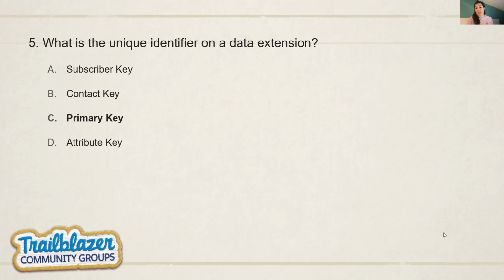A subscriber key is our unique identifier on our all subscribers list. Our contact key is our unique identifier on our all contacts list. Our attribute key does not exist. I made that up.